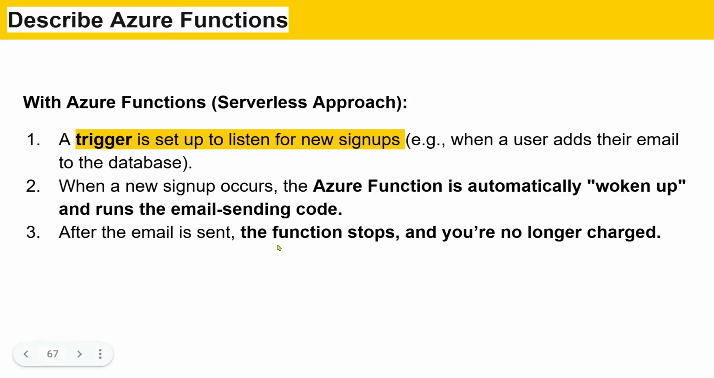After the email is sent, the function stops and you are no longer charged. So you are only charged for the amount of time you are using the resources, like the CPU. Here you are using a CPU for which you will be charged, and otherwise you are not charged.